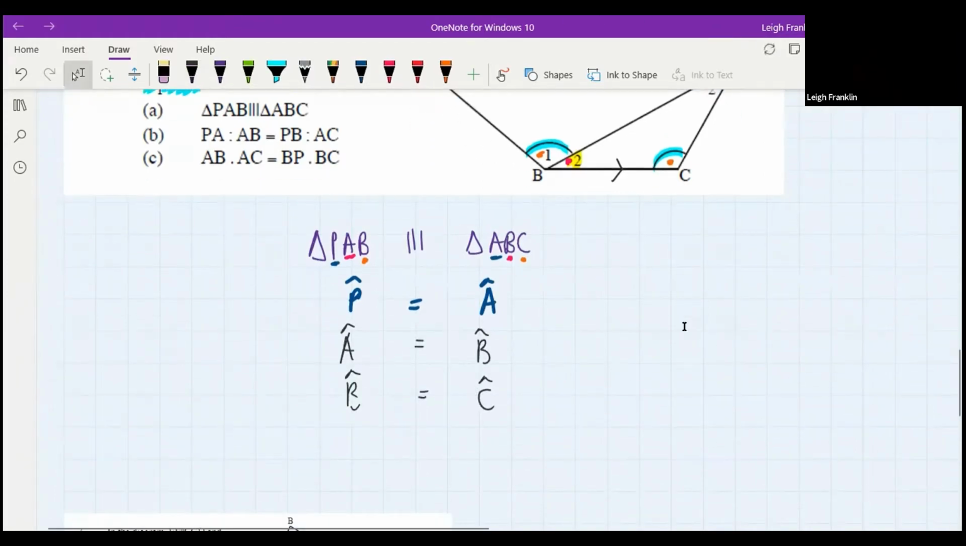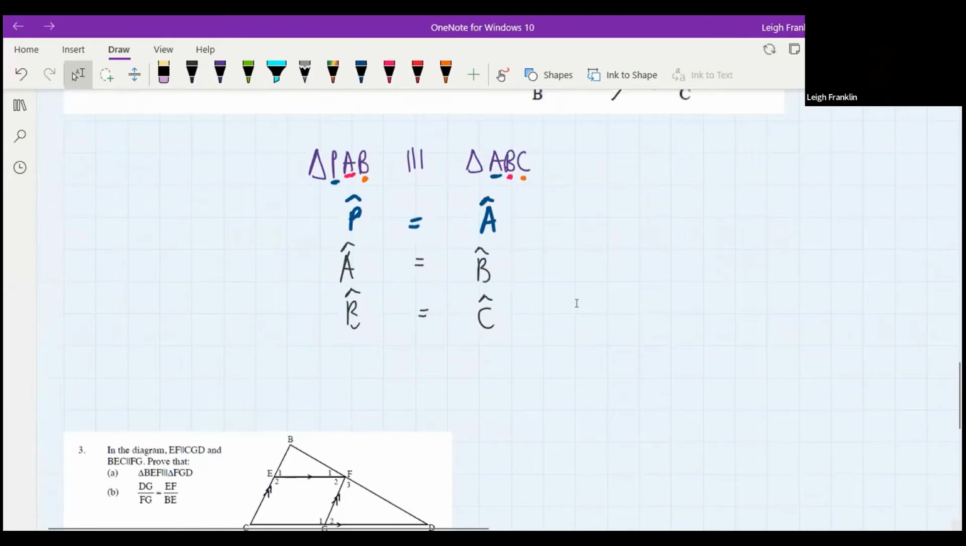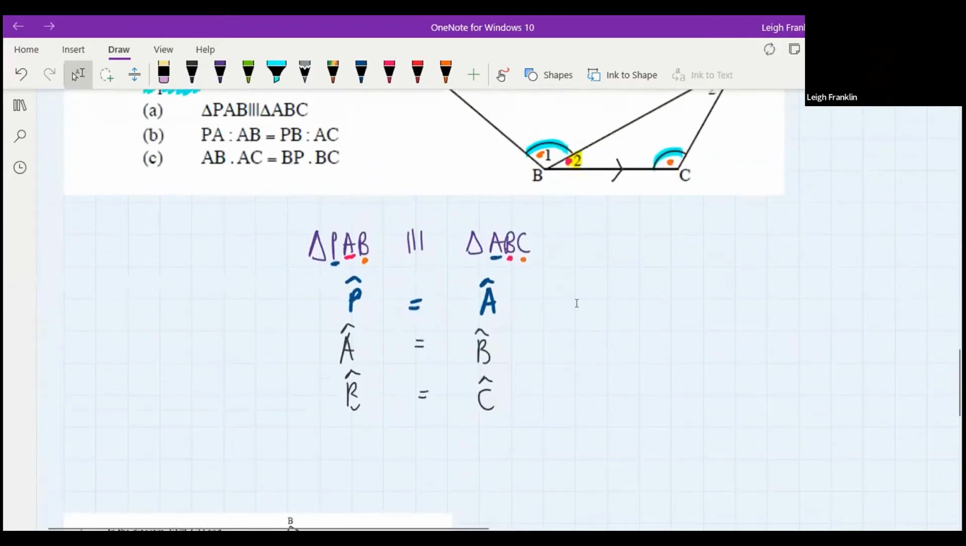But it's not just that, Matrix. It's not just about the angles that are equal. We can also say something about the sides. So this is what I was saying in the previous lesson. Okay, if I take those first two letters together, PA, side PA corresponds with the first two letters over here, with side AB.